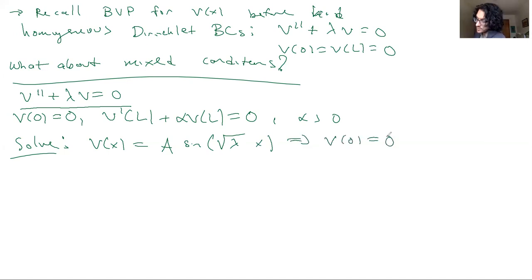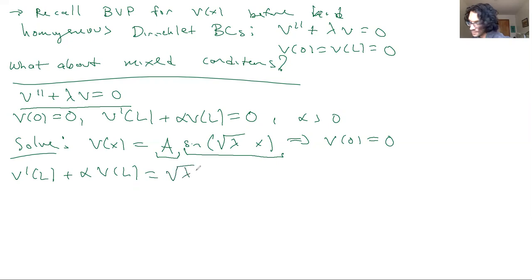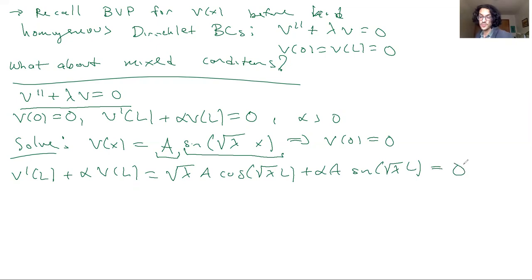So remember that v of 0 equals 0 in this case. This thing is going to remain free, but the question of what the eigenvalue should be is going to be determined by my right boundary condition, my Robin boundary condition. Now, it's not hard to come up with the equation. We just differentiate our function sine of square root of lambda x, and we get square root of lambda cosine of square root of lambda L plus alpha sine of square root of lambda L equals 0.